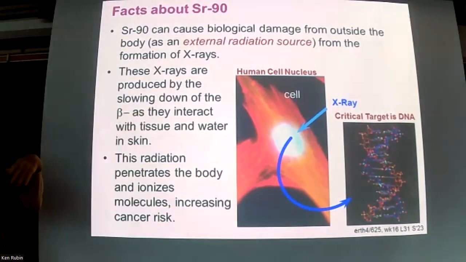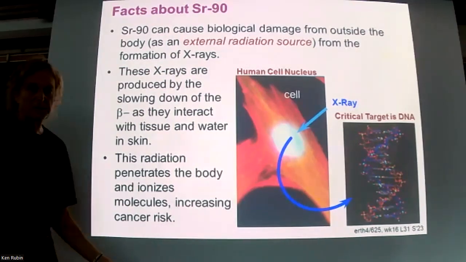Ionizing radiation means that it can kick electrons out of molecules, it can disrupt bonds, it can interact with tissues and cause tumors.